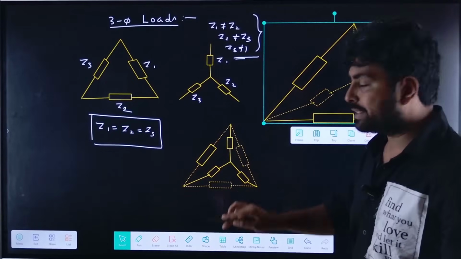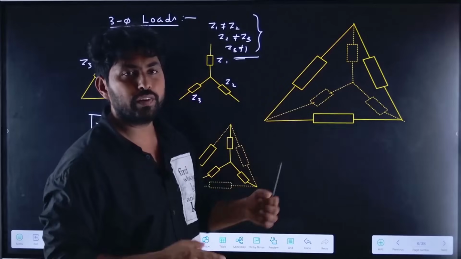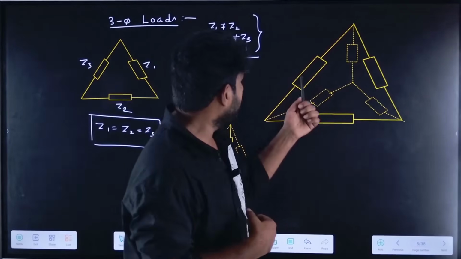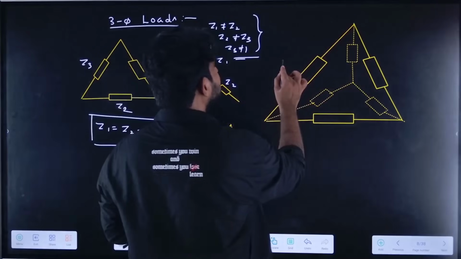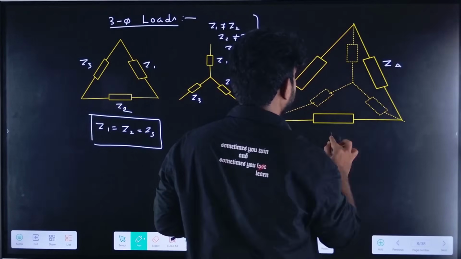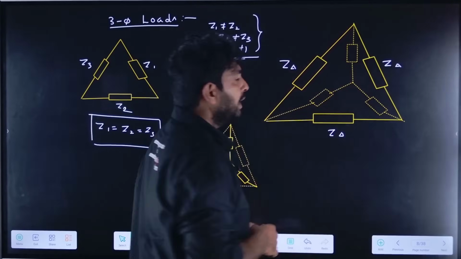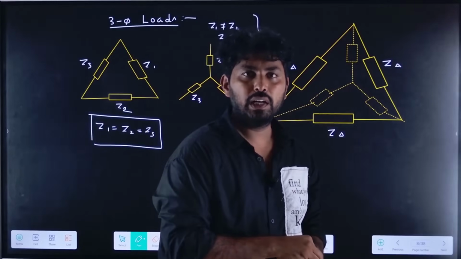Let us take two cases. In case one, we have the delta connected load. The thick lines are the delta connected load, which I represent with Z delta. Now, if I want to find the equivalent star connected load, I can find it.